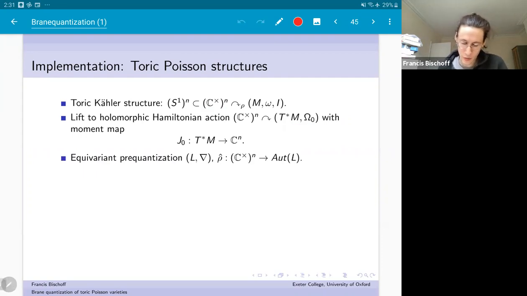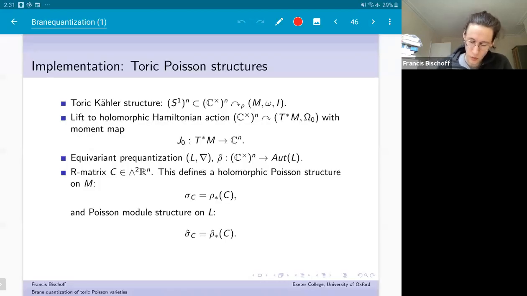Now let's take an equivariant prequantization of the Kähler structure. So first of all, we have the prequantization (L, ∇), and we take a lift of the action of the complex torus to an action by linear automorphisms of L.